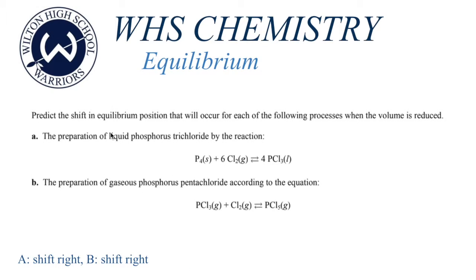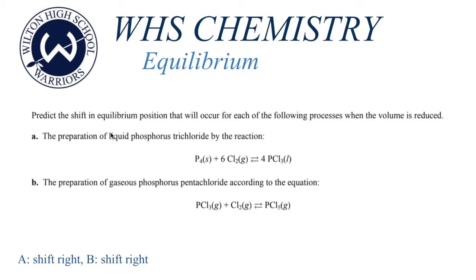This has to do with gases and the moles of gases on each side. Predict the shift in equilibrium position that will occur for each of the following processes when volume is reduced. We know from the past that when volume is reduced, pressure is increased because there are more collisions with the side of the container.